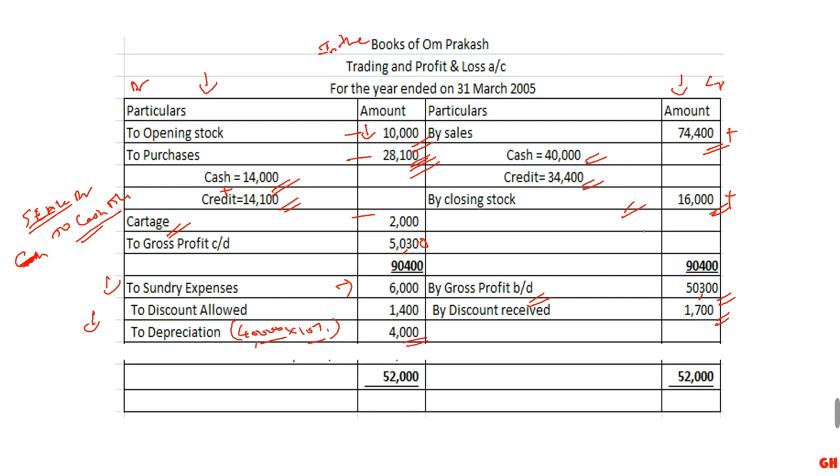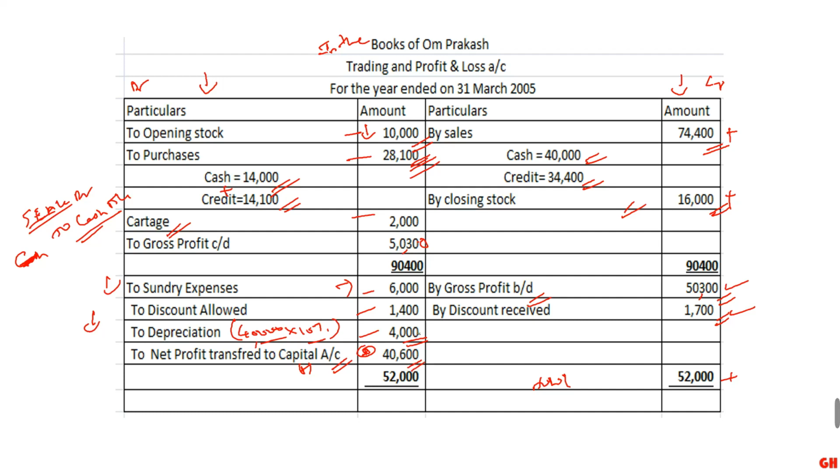After that, we need to add both the sides. Okay, so 50,300, 1,700, the amount total is 52,000. So we have to minus 6,000, 1,400 and 4,000. Finally we will get the answer as net profit, which needs to be transferred to capital account. Capital account we have already calculated last year, capital through statement of affairs. So the answer is 40,600. This will be transferred to capital account. With this information, we have calculated trading profit and loss account, gross profit, and finally net profit, which is very important, which will be transferred to balance sheet.